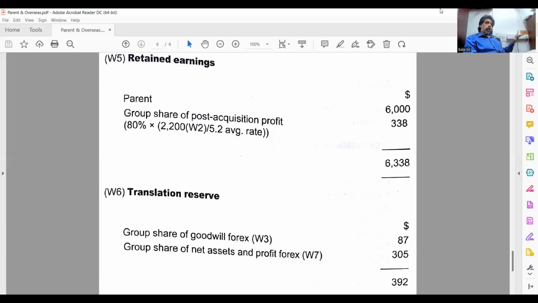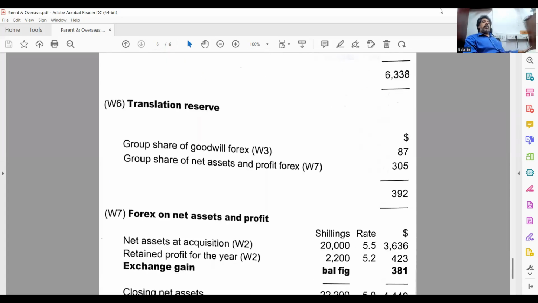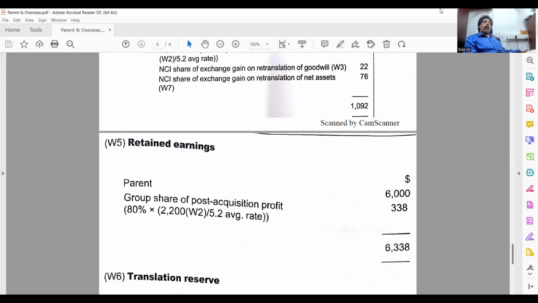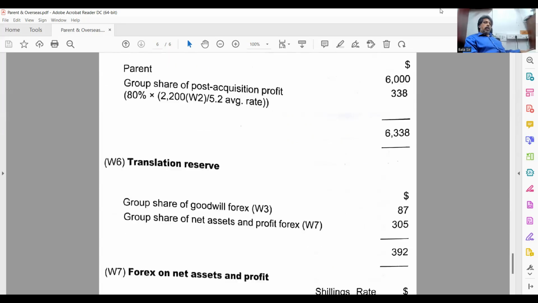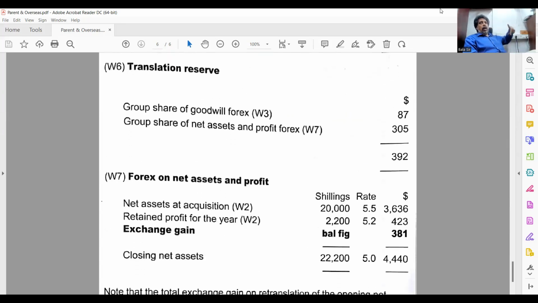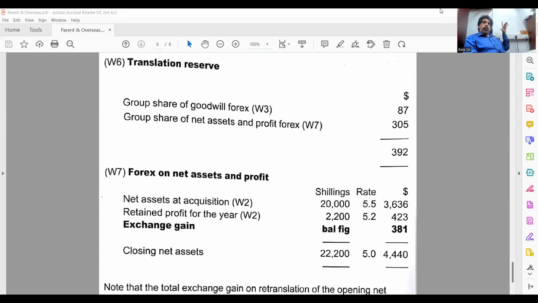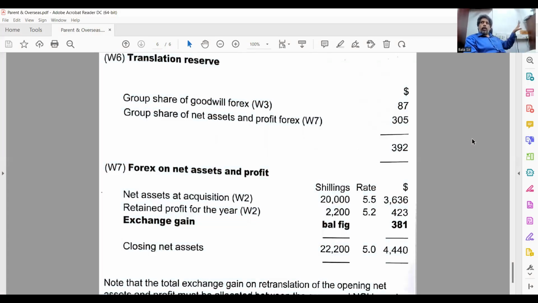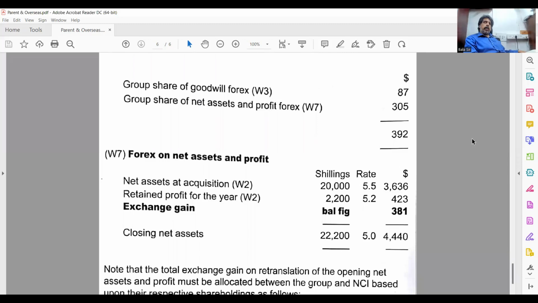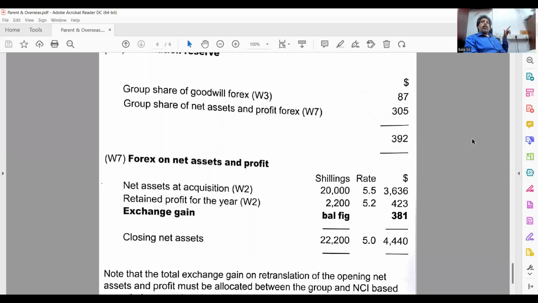Translation reserve. Now comes the translation reserve. How to find that? The group's share of goodwill forex. For completing working note number 6, I need to do working note 7. We'll first go through working note number 7 and then go back and complete working note number 4. Remember, NCI is still hanging. We'll complete that and then complete working note 6.